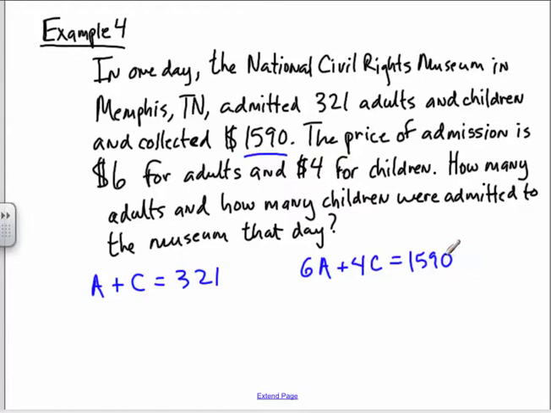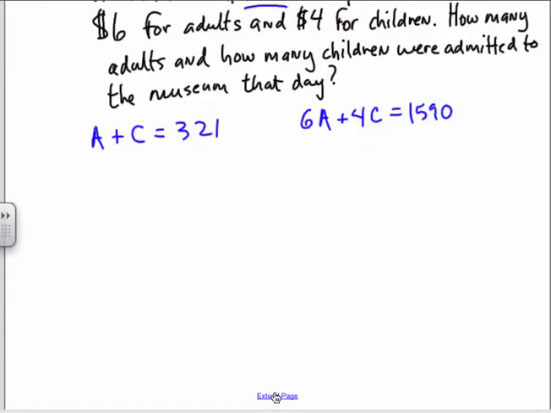It says how many adults and how many children were admitted to the museum that day. We need to find out A, and we need to find out C. And it's that simple. But these problems show up all the time when we use a system of equations. They don't like to do it with dimes and nickels. You know, I have this many coins, so I know D plus N equals 30 coins, whatever, and then 10 times D plus 5 times N equals a certain amount of money. You can always set up these systems.